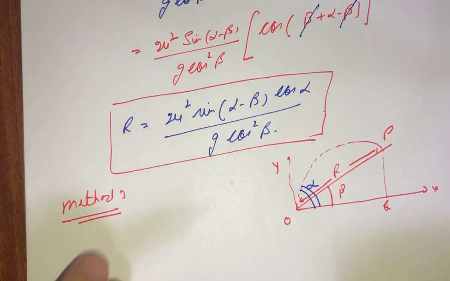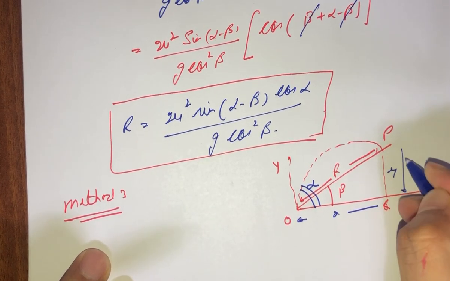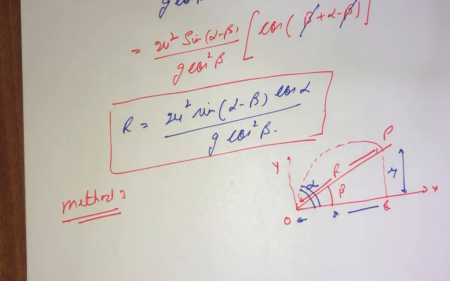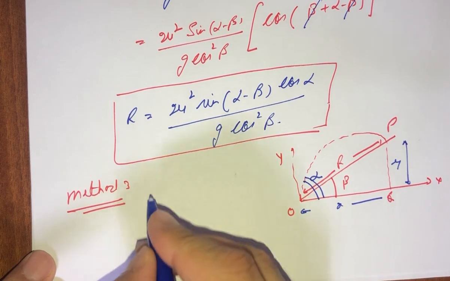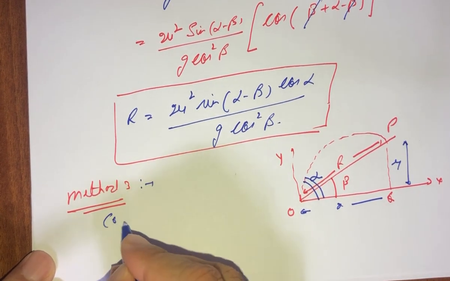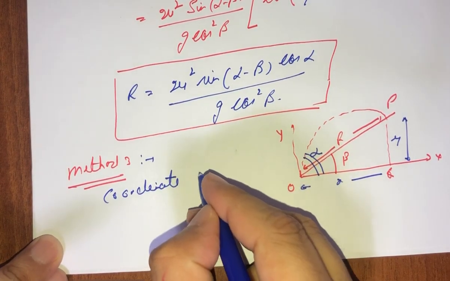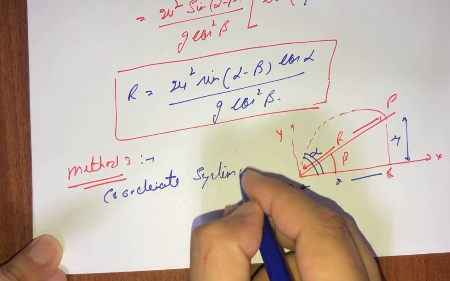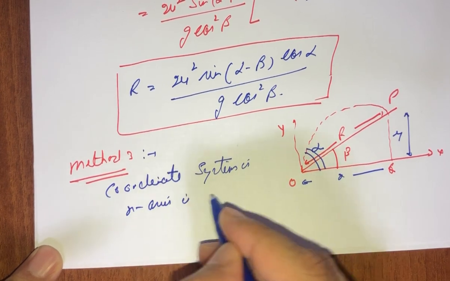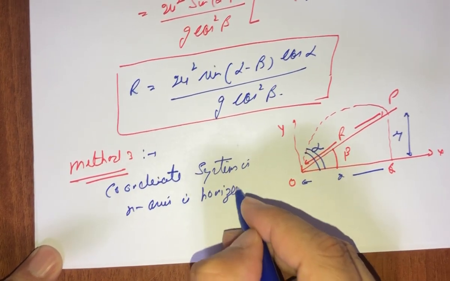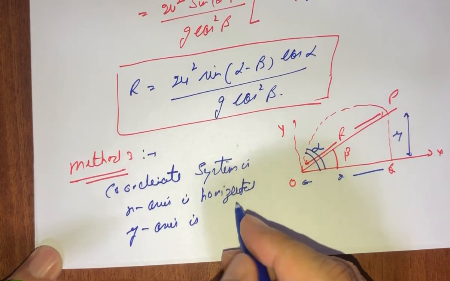Let us suppose we call this x and we call this y. So the coordinate system is: x-axis is horizontal and y-axis is vertical.